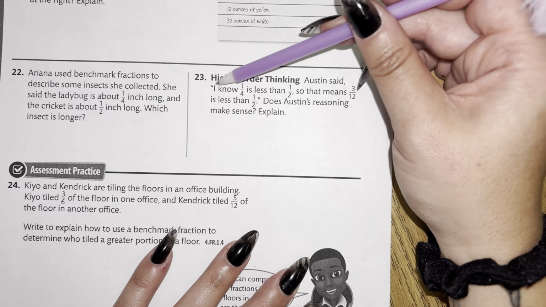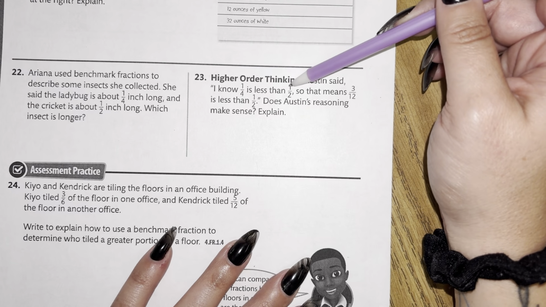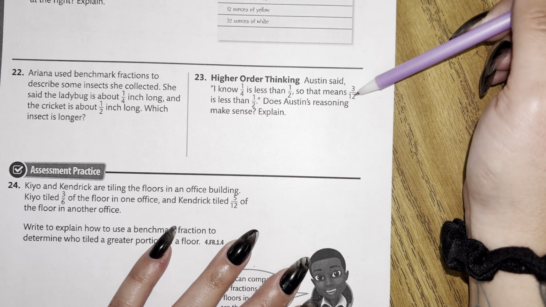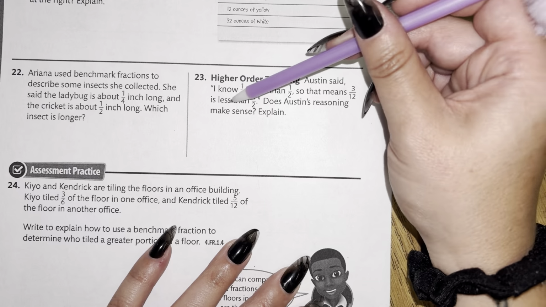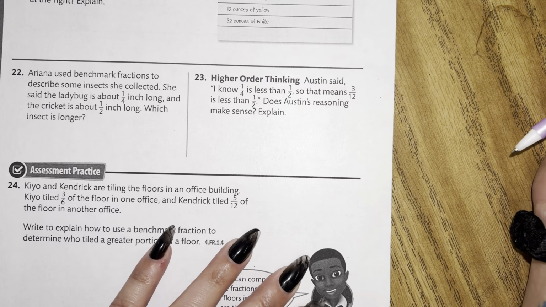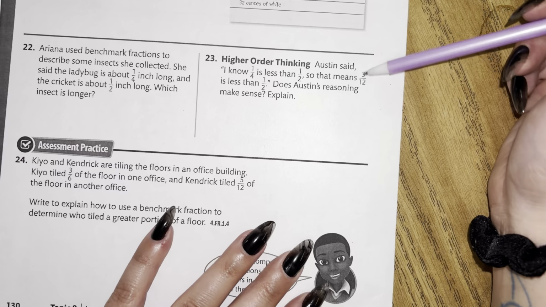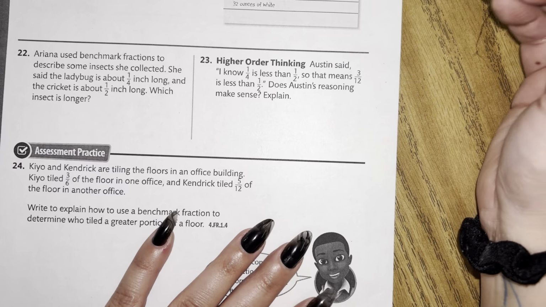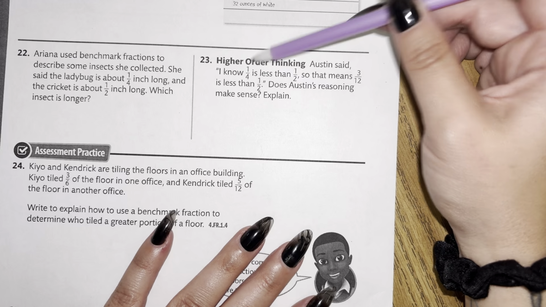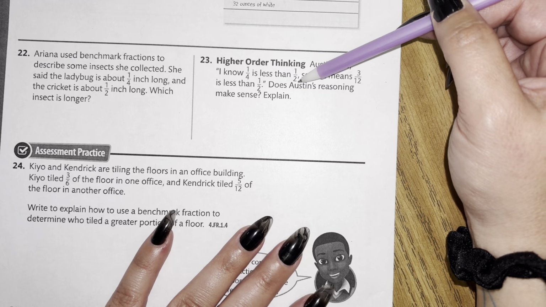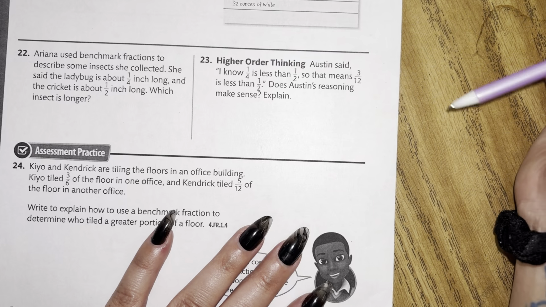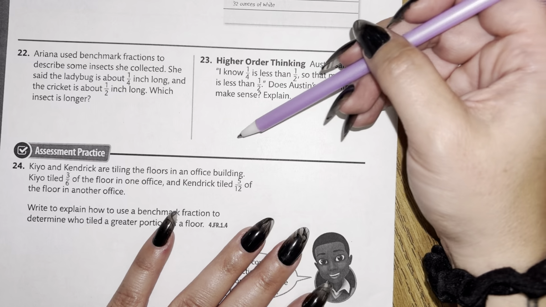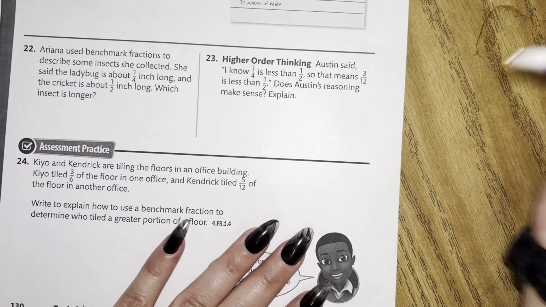Austin said, I know 1/4 is less than 1/2, so that means 3/12 is less than 1/2. Does Austin's reasoning make sense? Explain. Think about what Austin is saying here. He's saying that 1/4 is less than 1/2, so 3/12 is less than 1/2. How can you prove whether Austin is correct or incorrect?